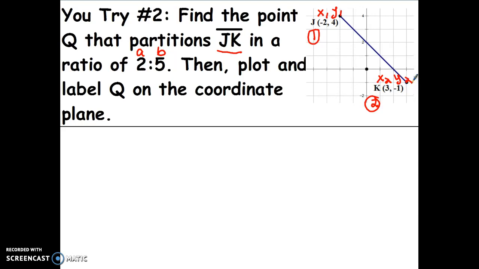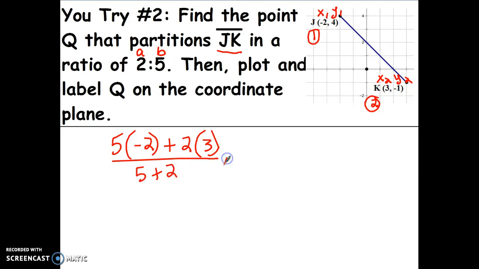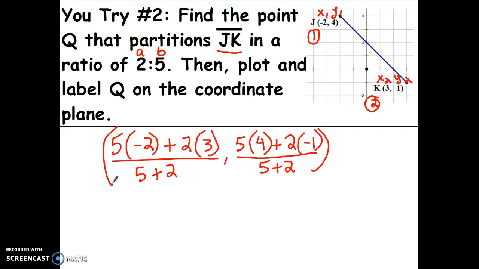All right, so I'm just going to go straight to plugging things in. So we should have 5, X1 is negative 2, plus A, X2 is 3, all over 5 plus 2. And then we have our B, which is 5, our Y1, which is 4, plus A, which is 2, Y2, which is negative 1, all over 5 plus 2, which is our B plus A. Now we just simplify.